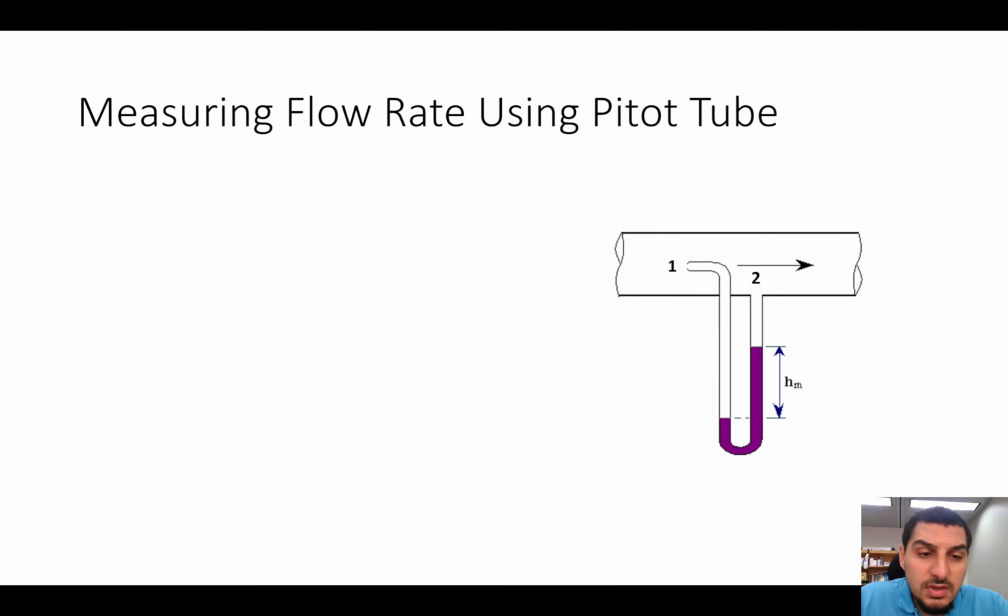Hello, everybody. So we are going to discuss now one interesting method for the measurement of the volumetric flow rate, which is using the pitot tube. We discussed the pitot tube before in chapter 5 when we were discussing the applications of the Bernoulli equation.